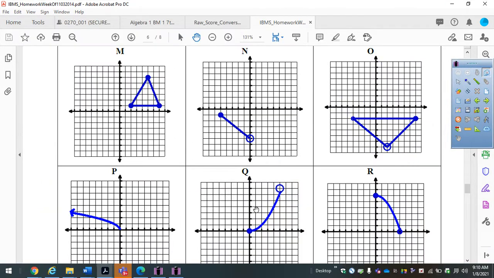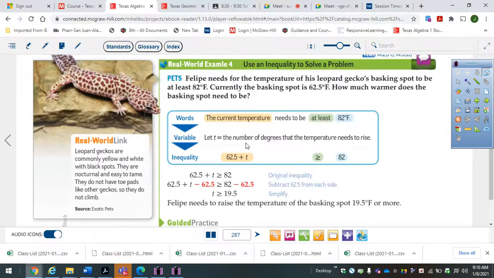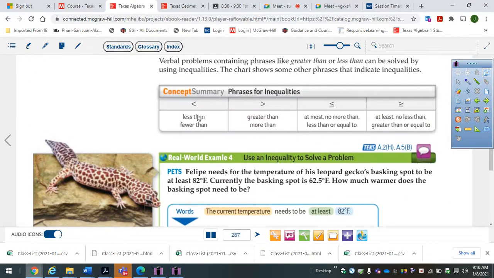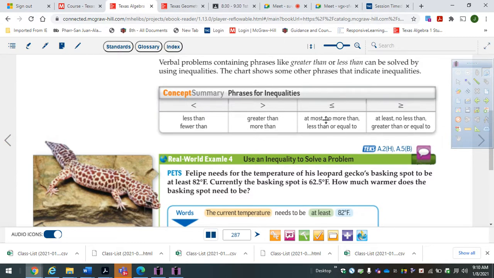Okay, let's go to today's lesson. Now we're going back to the book. We're talking about inequalities. So remember we said here: less than, fewer than, greater than, more than. These are the words that can mean this when you read words like this. So we're going to write inequalities over this stuff.